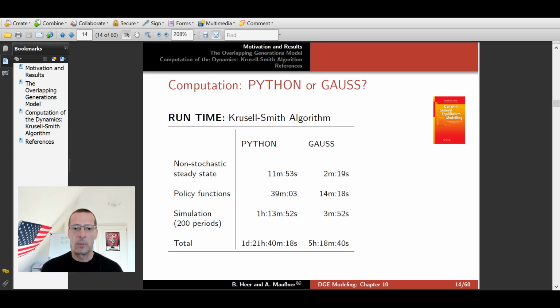But if you look at the total runtime here in Python, it took us almost 2 days to compute this particular application that I will present to you next, while it only took 5 hours in Gauss. And if you use something like Fortran or C++, you will get it down to 1 or 2 hours.